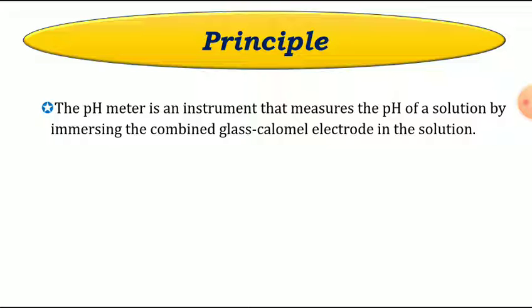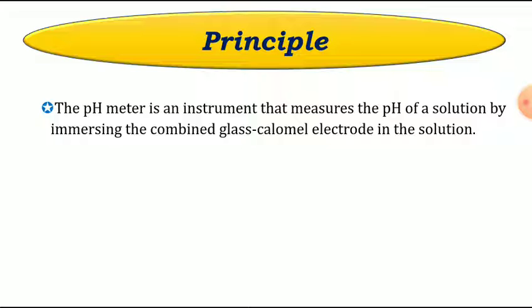A pH meter is used to determine what? To determine the acidity or alkalinity of the solution. pH is the concentration of hydrogen ions in the solution. A solution containing more H+ ions remains acidic, while a solution containing more OH- ions remains alkaline.